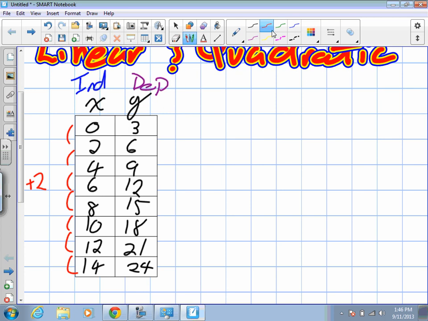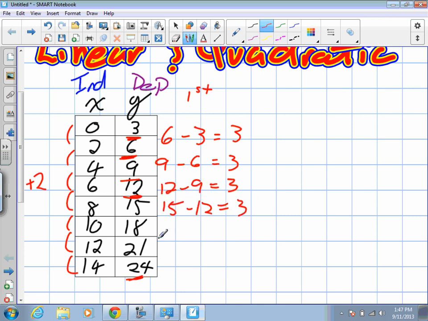Now we do something called first differences, where we take the second value and subtract the first. Another way of looking at it is going from the bottom all the way up. You can do either method. For the first one, we'll take the second value and subtract the first, which will give us 6 minus 3, which gives us what value? Good. Then we go 9 minus 6, 12 minus 9, 15 minus 12, 18. What are you guys noticing?